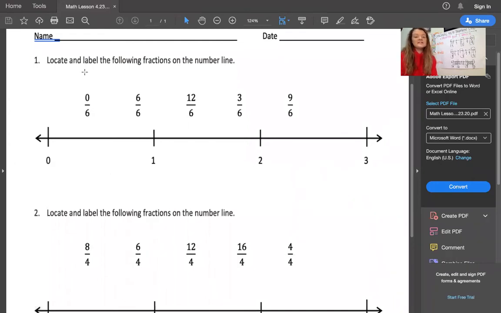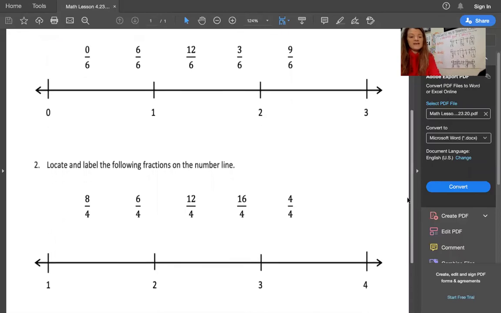Now, number 1 says, locate and label the following fractions on the number line. You need to draw a number line from 0 to 3, fill in 1 and 2. And your denominator is 6, which means you need to draw 5 lines to partition. 1, 2, 3, 4, 5, 1, 2, 3, 4, 5, 1, 2, 3, 4, 5, and then label your fractions.